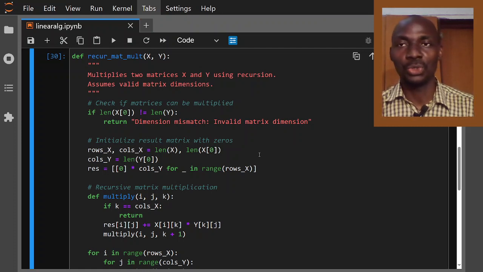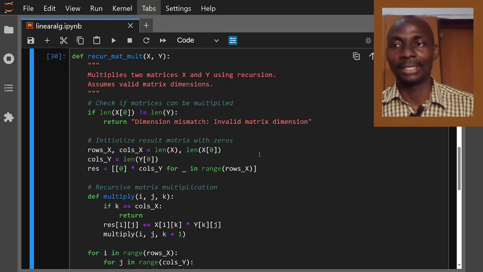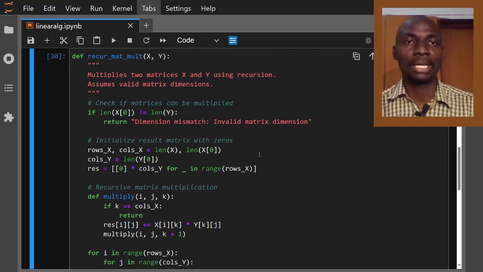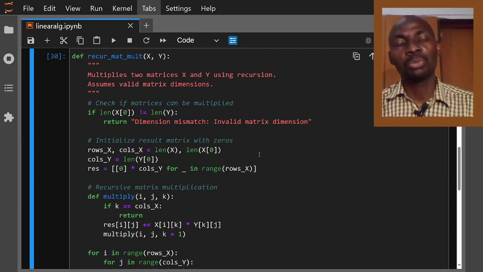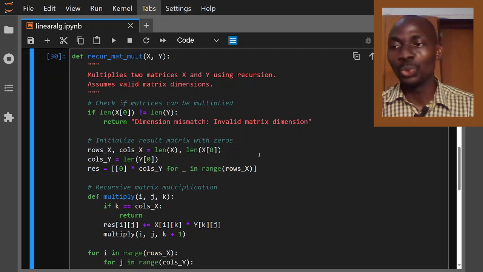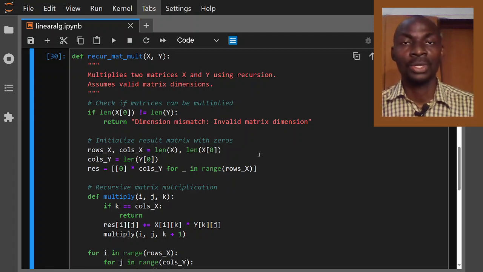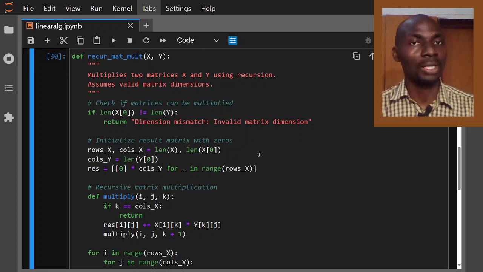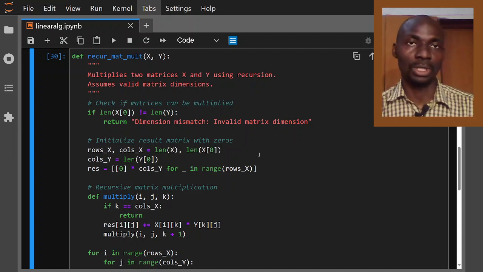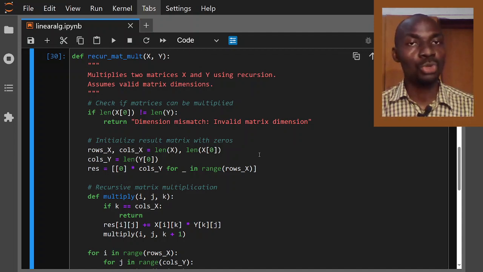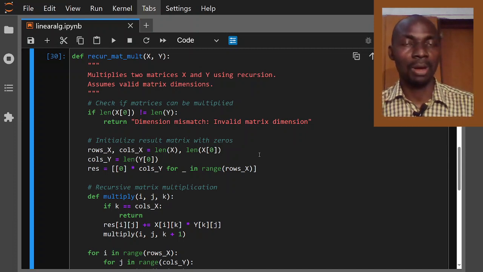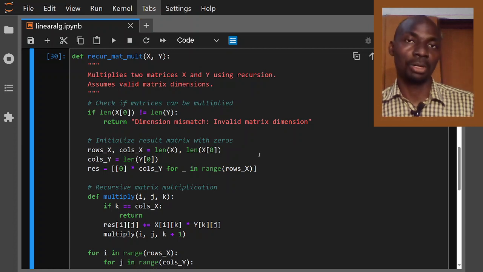Today I'll be teaching you on the divide and conquer technique. Divide and conquer technique is a powerful problem solving strategy used in computer science. It involves breaking down a complex problem into smaller and manageable parts. Each part is solved individually. The solutions from the smaller parts are combined to solve the original problem.